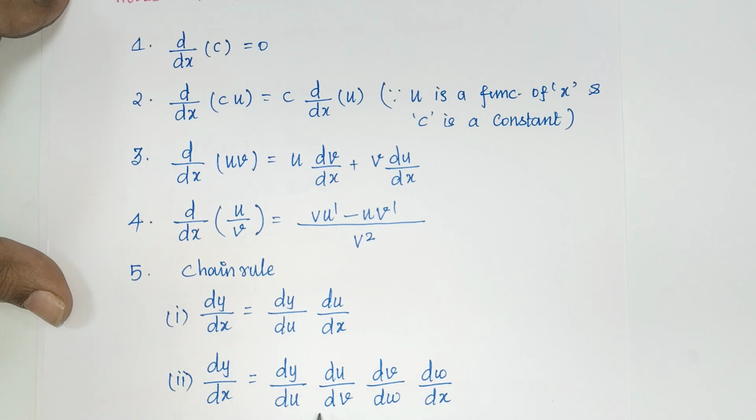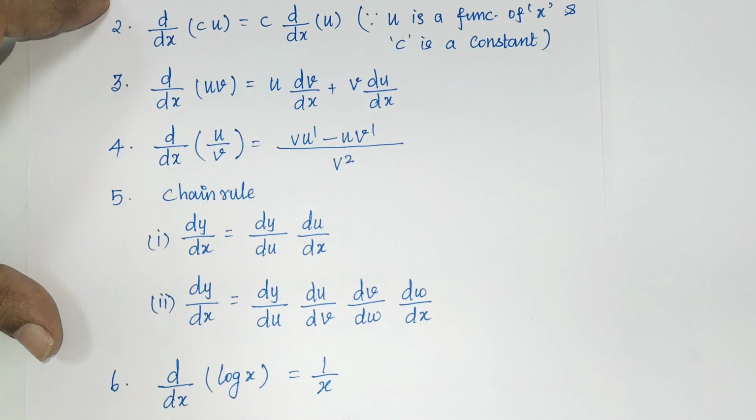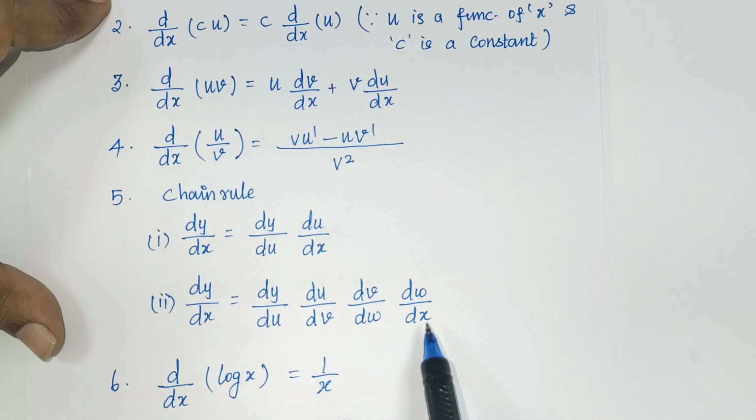Here I have taken three variables. dy by dx we can write: y is a function of u, that is dy by du. u is a function of v, that is du by dv. v is a function of w, that is dv by dw. And finally, w is a function of x, that is dw divided by dx. If I cancel these, I'll get dy by dx.